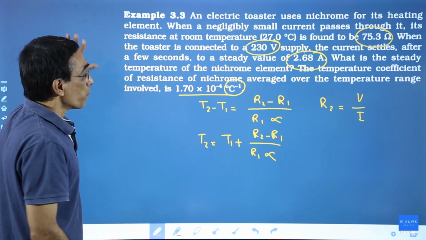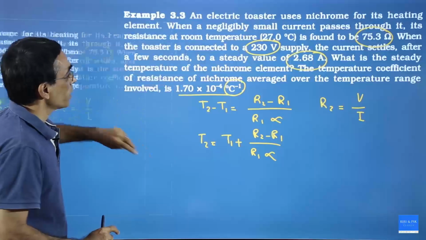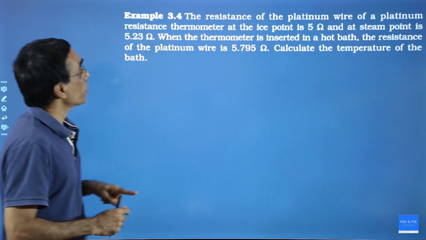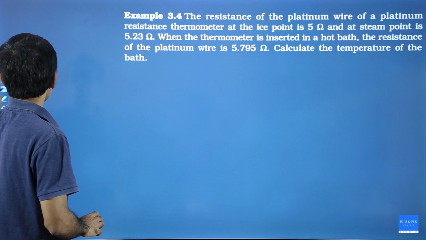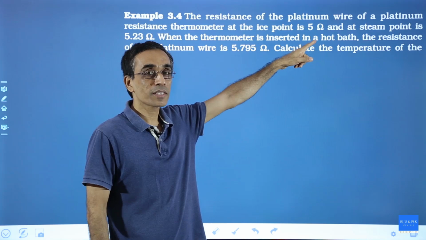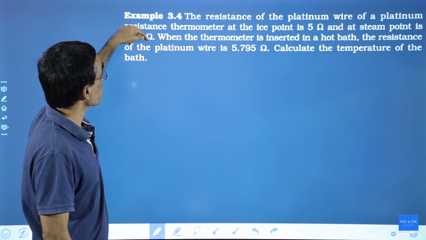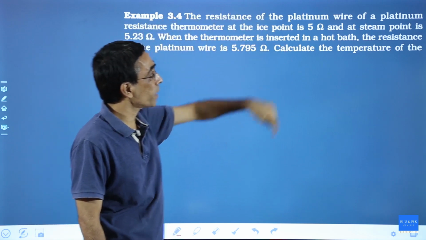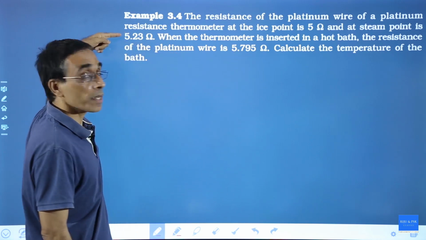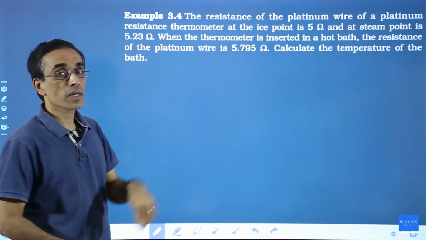Fine. So most of our questions are done using this equation of average value. Okay. Now, next one. Again another example, resistance of platinum wire of a platinum resistance thermometer. That's an important idea. Platinum resistance thermometer at the ice point 0 degrees Celsius is 5 ohm. At the steam point, that is 100 degrees Celsius, 5.23. When the thermometer is inserted in a hot bath, what is the resistance? The resistance of the wire became 5.795. See, it's more than 5.23. That means temperature is more than 100 degrees Celsius. Calculate the temperature of the bath.